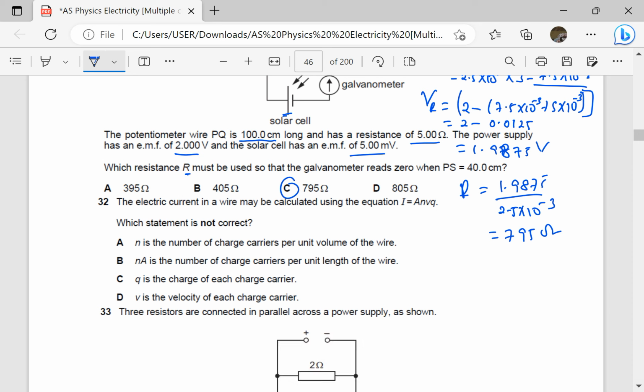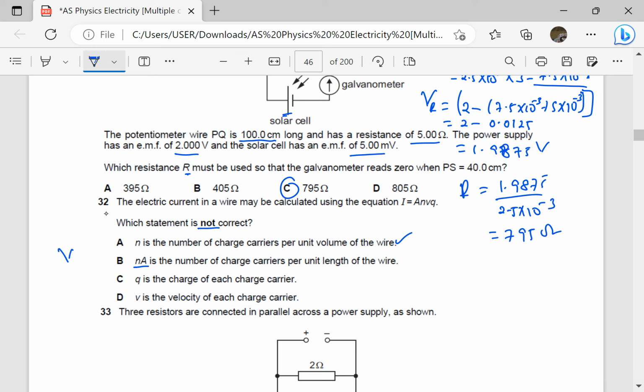The electric current in a wire may be calculated using that equation. Which statement is not correct? N is the number of charge carriers per unit volume. I think that is correct. NA is the number of charge carriers per unit length.